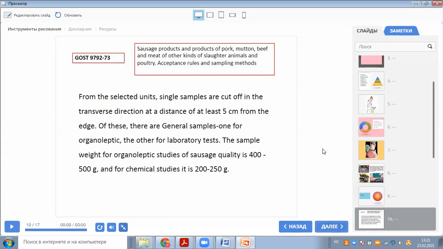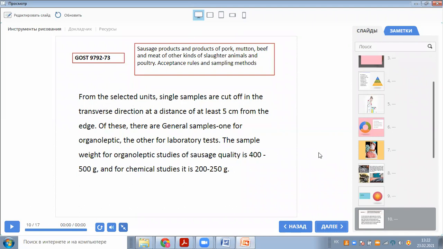Sampling from sausage, according to GOST 97, 92, and 73: sausage products and products of pork, mutton, beef, and the meat of other kinds of slaughtered animals and poultry. The acceptance rules are the same. This is the name of this GOST.